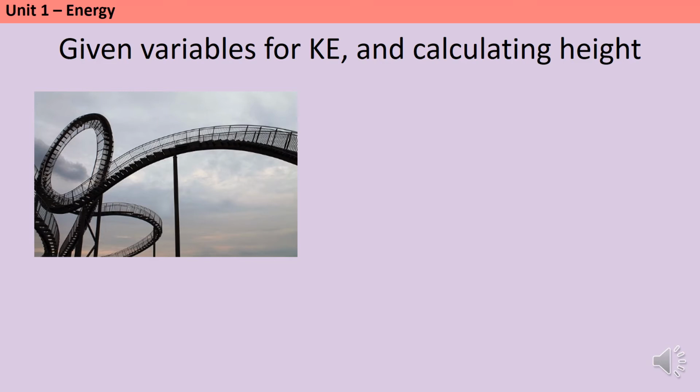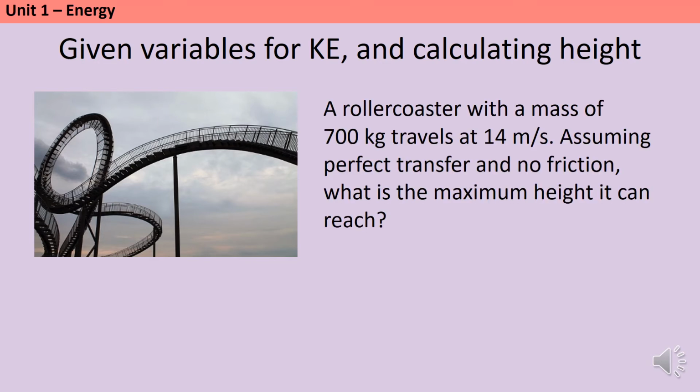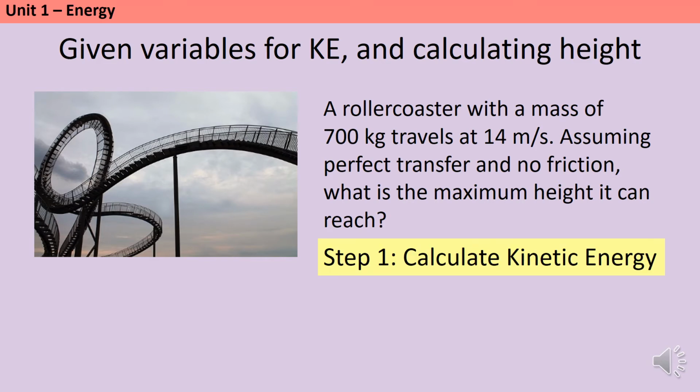So in this example, our roller coaster has a mass of 700 kilograms and a velocity of 14 meters per second. And we're assuming that we've got this perfect, completely efficient transfer. So there's no friction, there's no loss of energy anywhere. So my first step is to calculate kinetic energy, because that's what I've been given the numbers to do. I have a mass, I have a velocity.